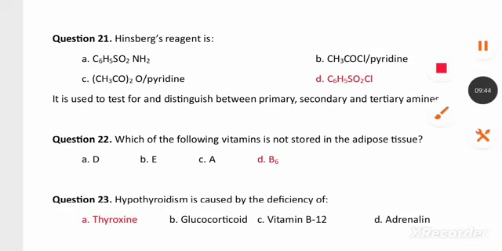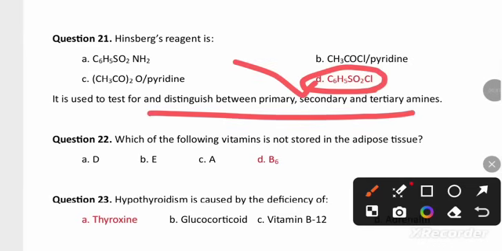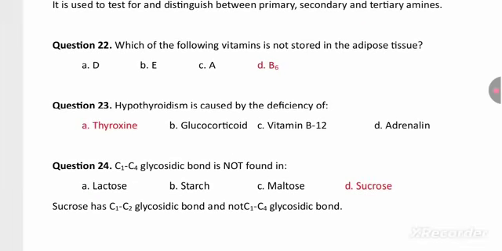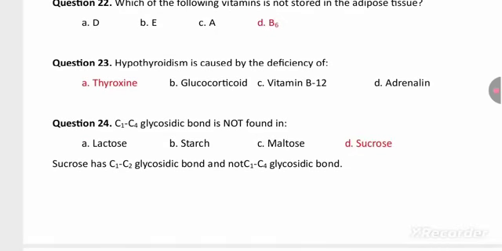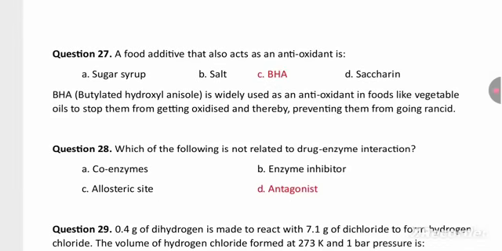Hinsberg reagent, of course, is benzene sulfonyl chloride, C6H5SO2Cl, and this Hinsberg reagent is used to differentiate primary, secondary and tertiary amines. Next question is also very easy. The vitamin not stored in adipose tissue is B6, because B6 is a vitamin B, which is water soluble, and D, E, A are the fat soluble vitamins, so they can be stored. B6 cannot be stored. Hypothyroidism is caused by the deficiency of thyroxine hormone, and thyroxine hormone is produced by the thyroid gland. The C1-C4 glycosidic linkage is not found in sucrose, because in sucrose we find a C1-C2 glycosidic linkage, not C1-C4. The food additive that also acts as an antioxidant is butylated hydroxyanisole, BHA.